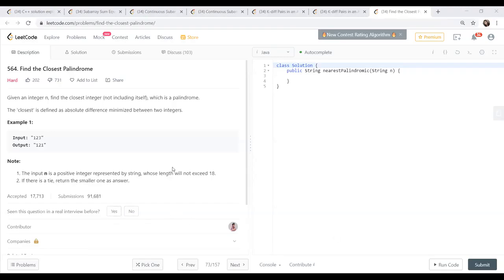So this question seems like, I haven't even tried this one, I just saw it. It's written as: find the closest palindrome. Given an integer n, find the closest integer, not including itself, which is a palindrome. The closest is defined as the absolute minimum difference between two integers.